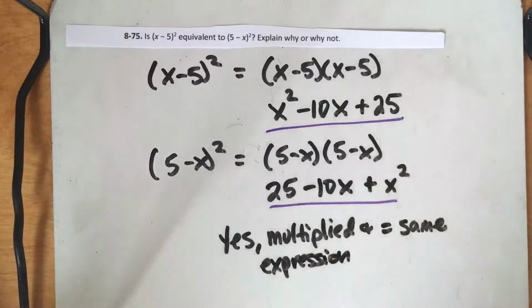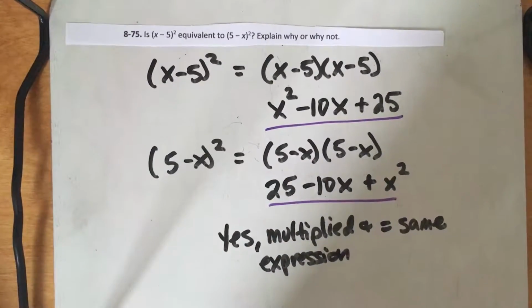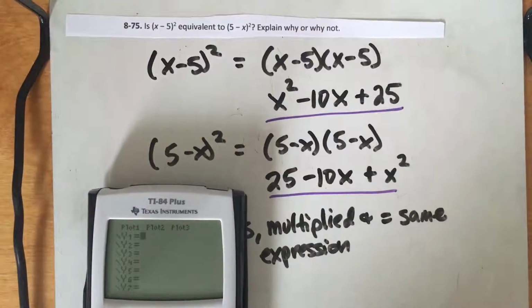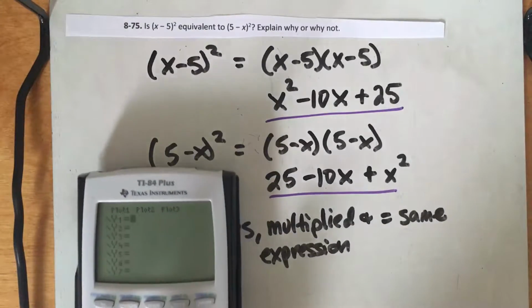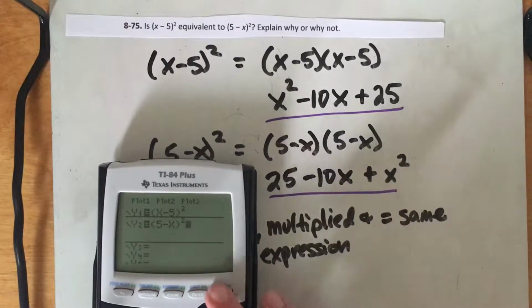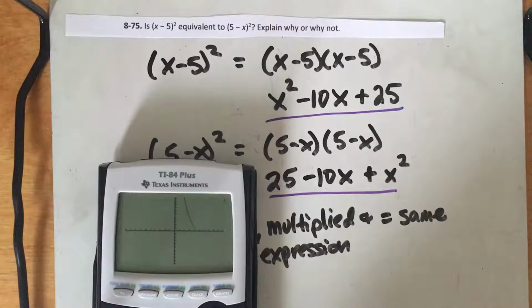Okay. Now I'm going to show you other ways, using your calculator to decide if these are equivalent or not. So we're going to graph them both, and they should be the same graph if they're equivalent. And then also we can look at the table and see if they're equivalent there. So I'm going to just type this in, x minus 5 squared, and then the other one is 5 minus x squared. Graph it, and they should be the same thing. So we should really only see one graph. If you have a color calculator, that's even better.